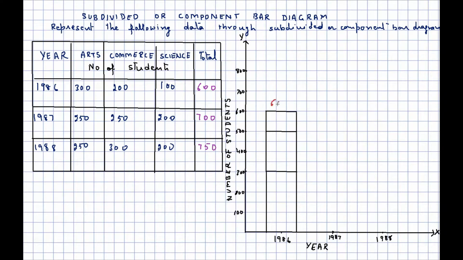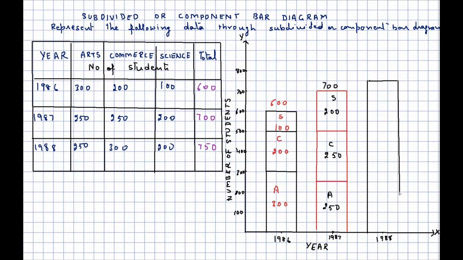Now after drawing this, in the first bar write A, then write C, then write S. A is for art, C is for commerce, S is for science. Similarly in the second bar, similarly in the third bar. Sequence of components should be kept the same throughout. Now write the scale as well as the title.